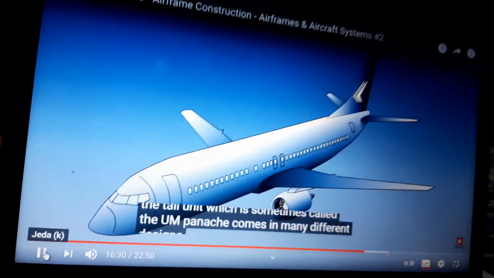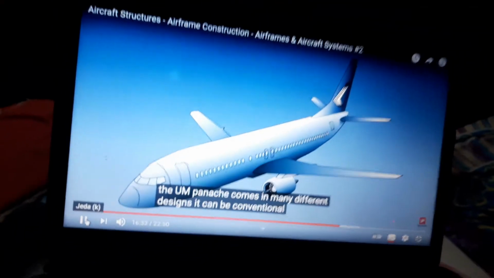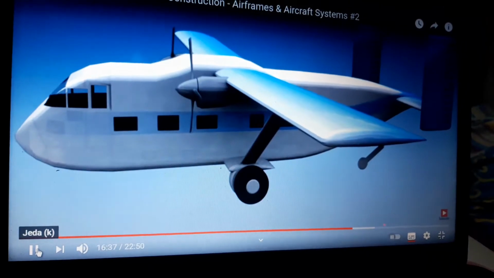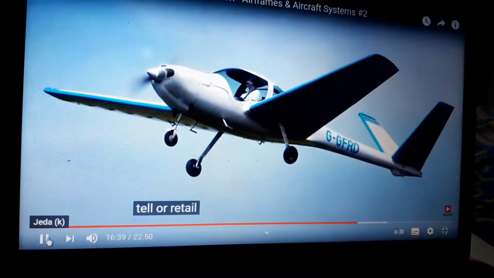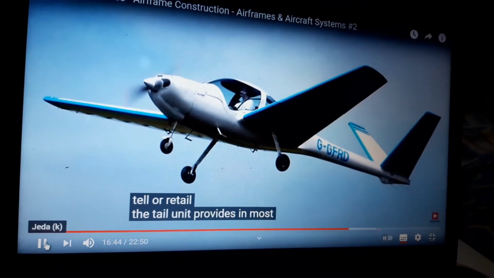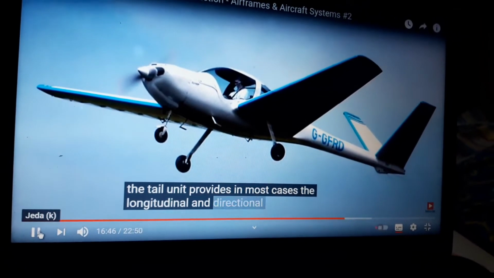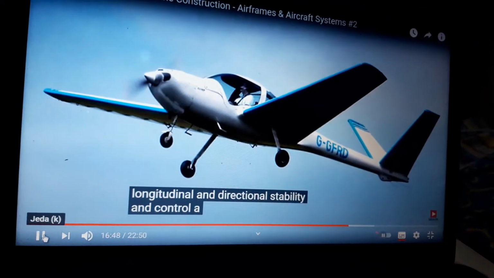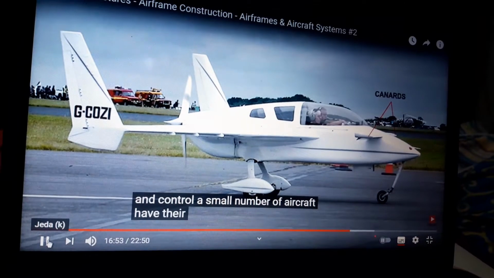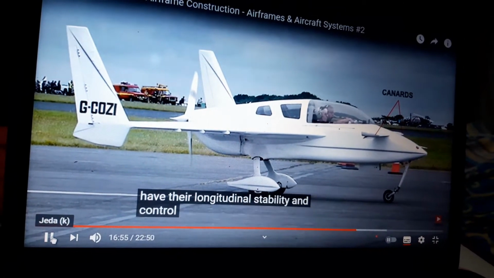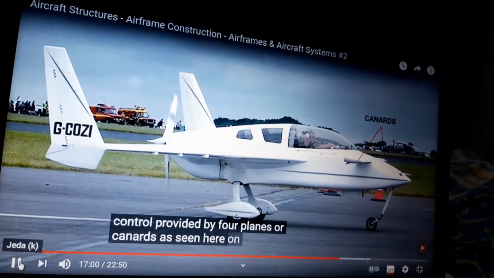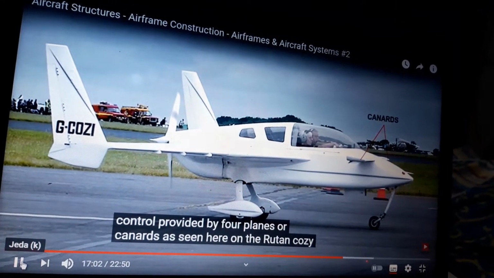The tail comes in many different designs. It can be conventional, T-tail, H-tail, or V-tail. The tail unit provides, in most cases, the longitudinal and directional stability and control. A small number of aircraft have their longitudinal stability and control provided by foreplanes or canards, as seen here on the Rutan Cozy.